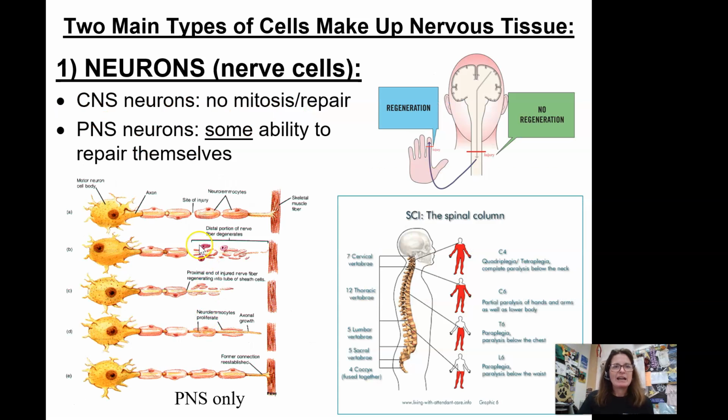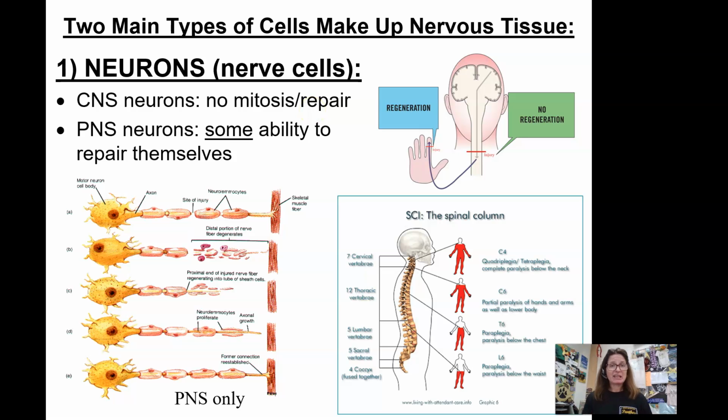So when we look at the kinds of neurons, there are neurons that are in our central nervous system. Those are the ones in our brain and our spinal cord. And there are neurons in our peripheral nervous system. I do want you to know that there is a slight difference between the two in their ability to repair themselves. So when we look at central nervous system neurons, the ones in your spinal cord and your brain, notice they cannot go through mitosis. They cannot divide. They cannot make new ones of themselves.